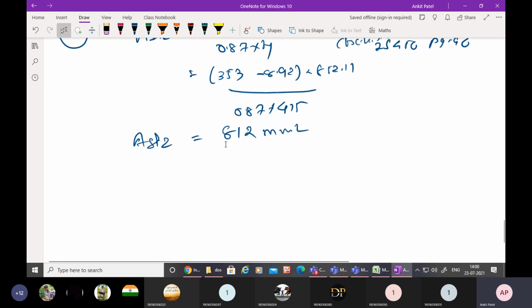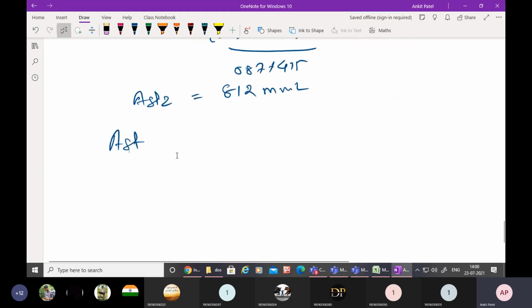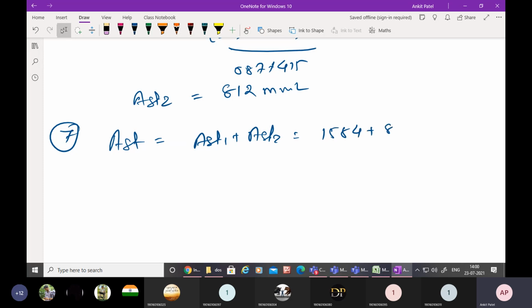Now let's determine the total AST. This is step number 7, and AST is nothing but AST1 plus AST2. So my AST1 is 1584 plus 812, that is equal to 2396 mm square.